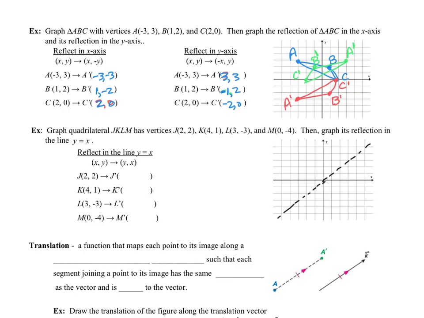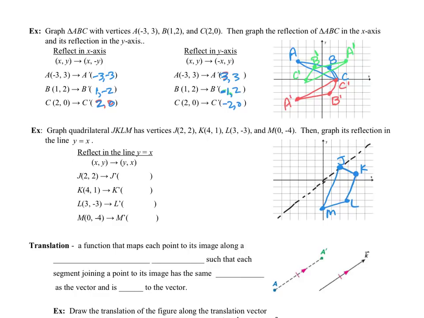So let's first graph our points. So J is at the point 2, 2. So there is J. All right, and then K is at 4, 1. So to the right, 1, 2, 3, 4, and up 1. Here's K. L is at 3, negative 3. So to the right, 1, 2, 3, and down 1, 2, 3. There's point L. And then finally, M is at 0, negative 4. Okay, there's point M. All right, so there's our quadrilateral.